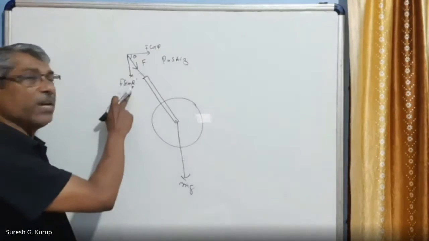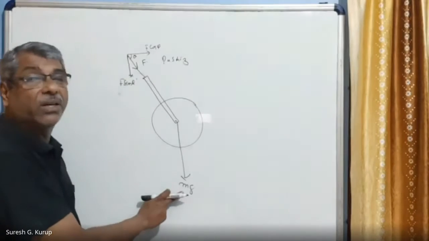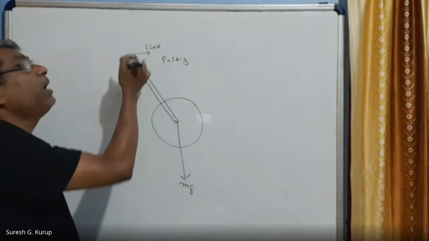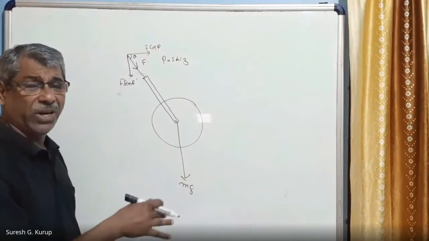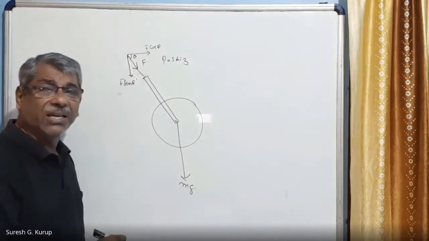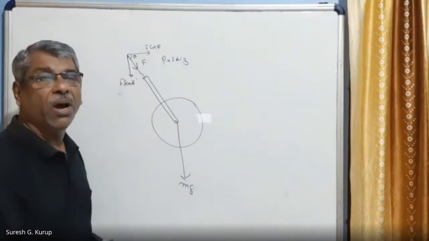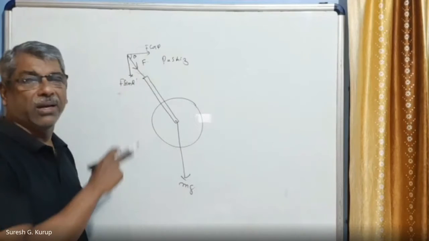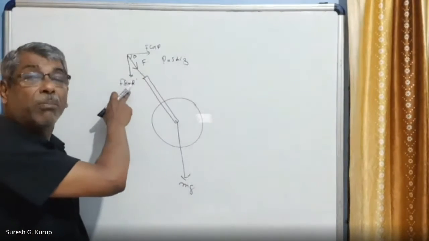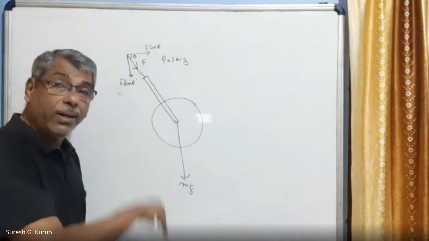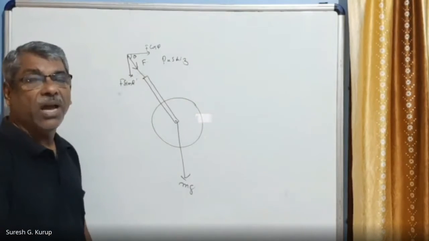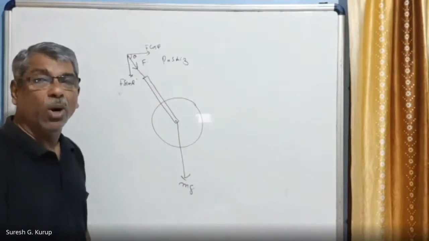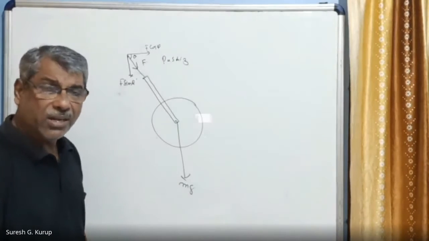That means this F sin theta will add more weight to the body. So if F cos theta is the only component that has to move the body in the forward direction, as weight increases, it is difficult to move the body on the floor. So when we push, the force results in two components, and the sin theta component of the force is adding to the weight of the body. Hence, it is difficult to push the roller on the ground.